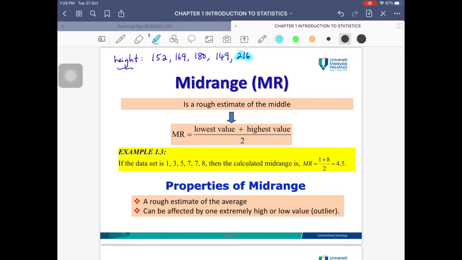So what happened is that this data over here could have been mistakenly recorded. It's actually not supposed to be 216, but it's written that way by the person who collected the data.